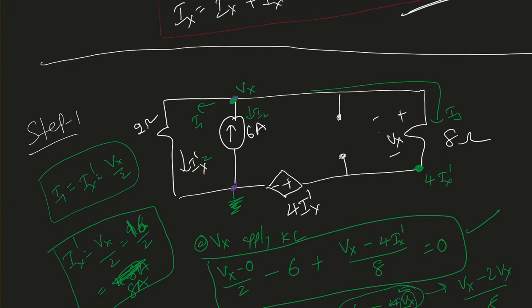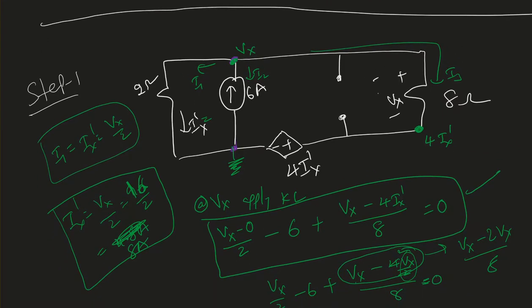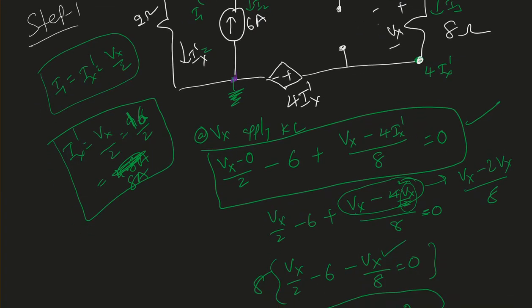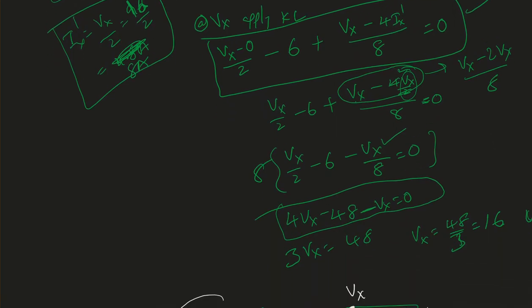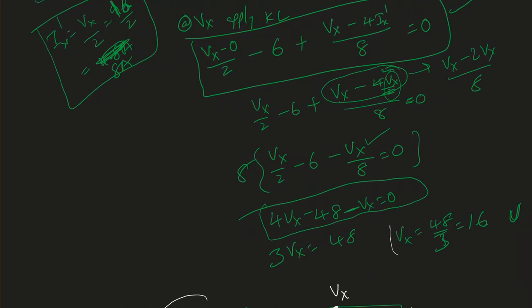A current source is always an open circuit, and a voltage source is always a short circuit. Now our goal is finding Ix prime. So at Vx apply KCL. Vx minus 0 divided by 2 is I1, then I2, and this current is I3. So Vx minus 0 over 2 minus 6 plus Vx minus 4 Ix prime, because we have a dependent voltage source at this point, divided by 8 equal to 0. After solving this, I end up with 4Vx minus 48 minus Vx equal to 0, and Vx equal to 16 volt.